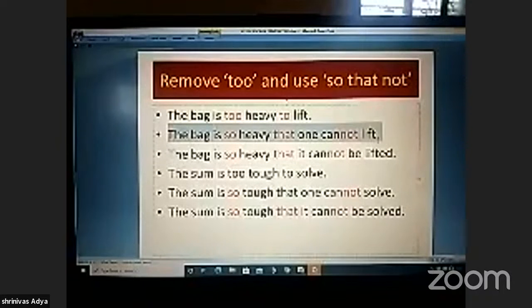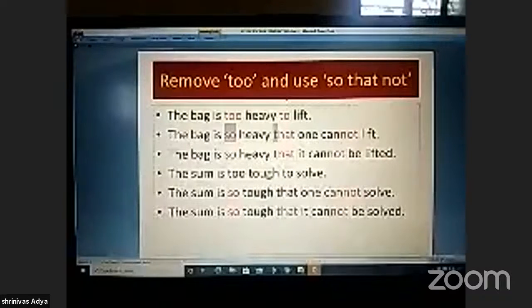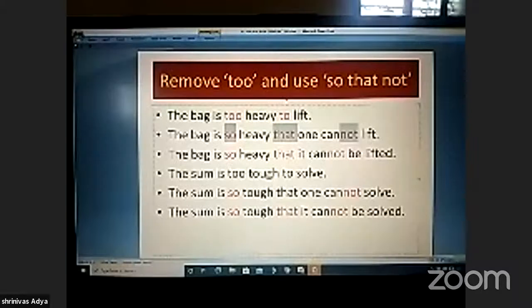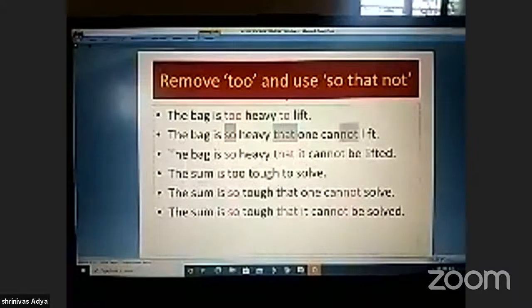The bag is so heavy that one cannot lift. You can see here we have brought in so that not. For your convenience, I have put them in red ink. Here you have so, here you have that, and here you have not. The suggested phrase was so that not, and we have used it here. So what is your complete answer? The bag is so heavy that one cannot lift.